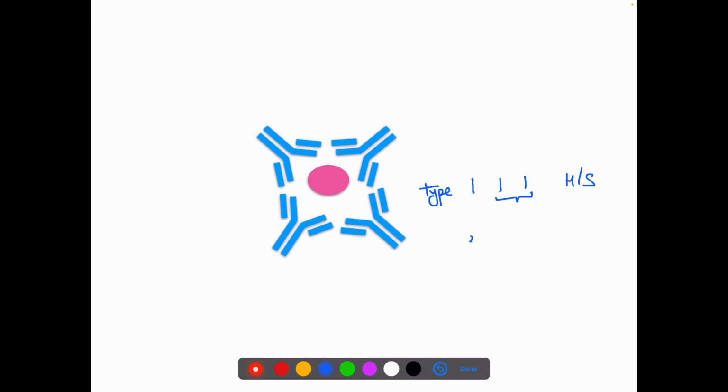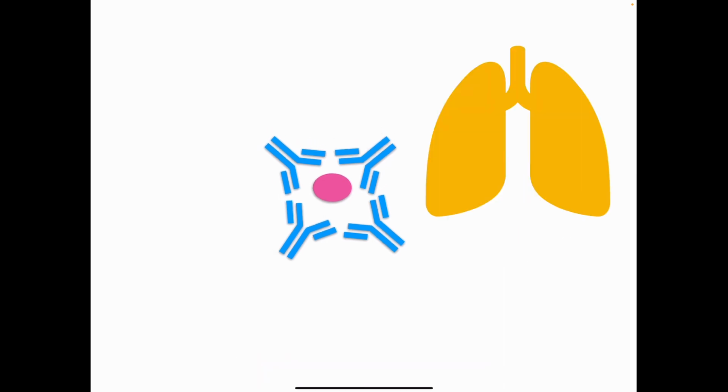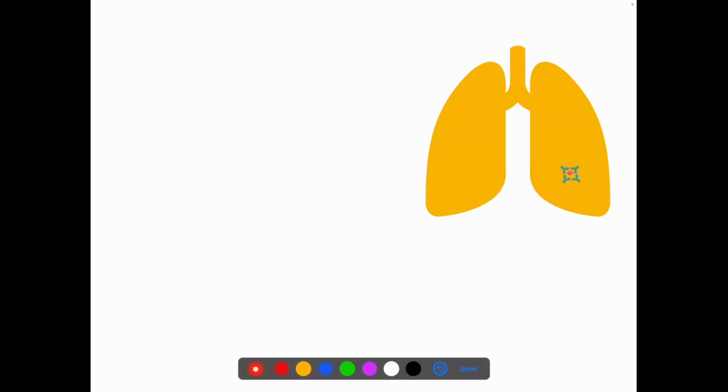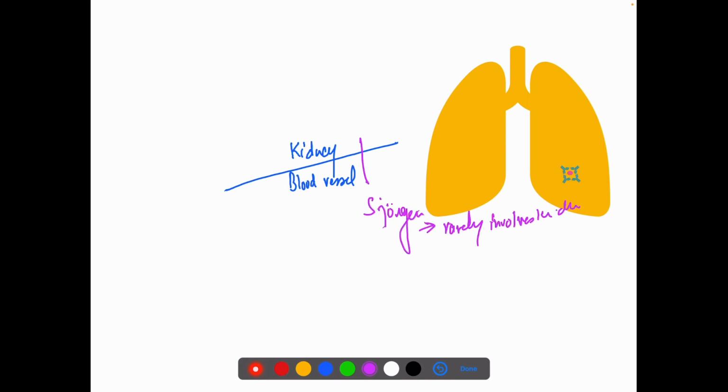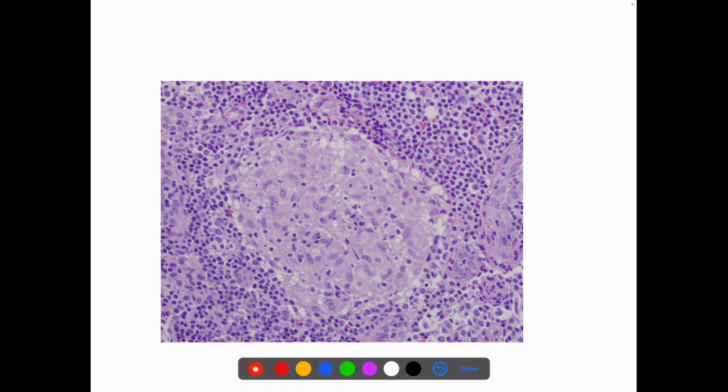One of the most classical examples is SLE, presenting with rash and arthritis. So these immune complexes will deposit in many organs, most classically kidney and blood vessels. Biggest exception for this is Crohn's syndrome. It rarely involves the kidney. And the effect on blood vessels is fibrinoid necrosis, highlighted in pink. Now understand, cell mediated hypersensitivity, type 4.